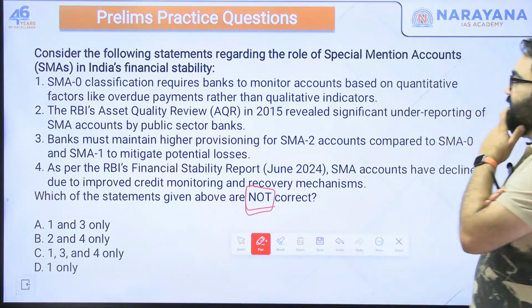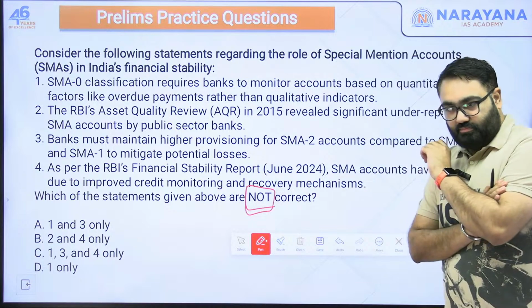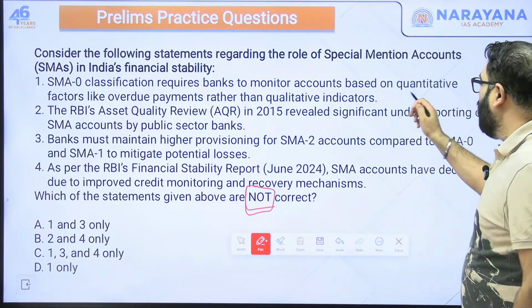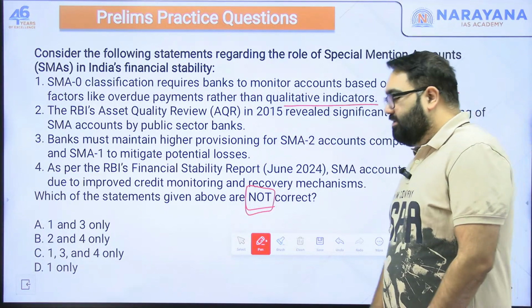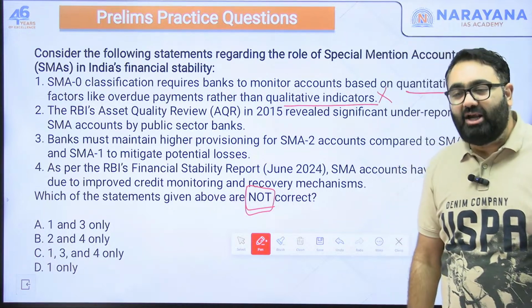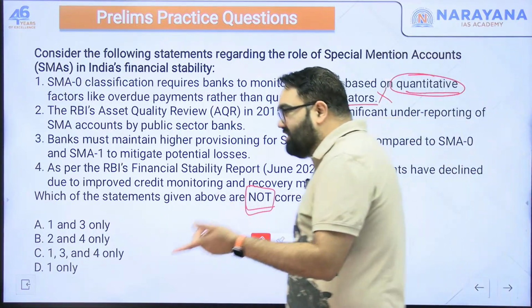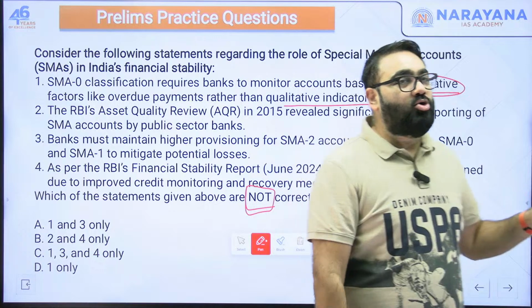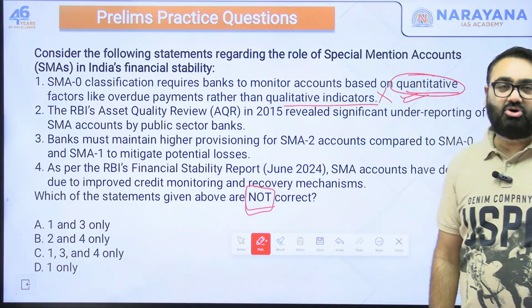Okay. Consider the following statements regarding the role of SMAs in India's financial stability. First, SMA 0 classification requires the banks to monitor accounts based on quantitative factors like overdue payments rather than qualitative indicators. Is it correct? No, it is wrong. So basically the SMA 0 classification requires the banks to look into different types of indicators, not just quantitative. Quantitative basically means how much money is being owed, in terms of quantity, how large the loan is, not the quality of it. That is wrong. It is actually the qualitative indicators that are taken into consideration and not just the quantitative.